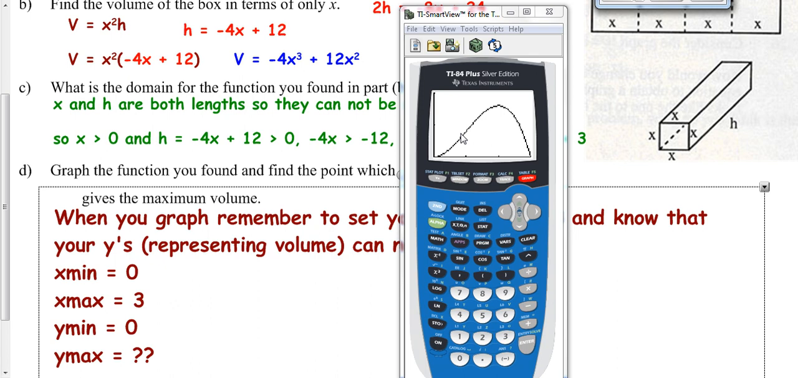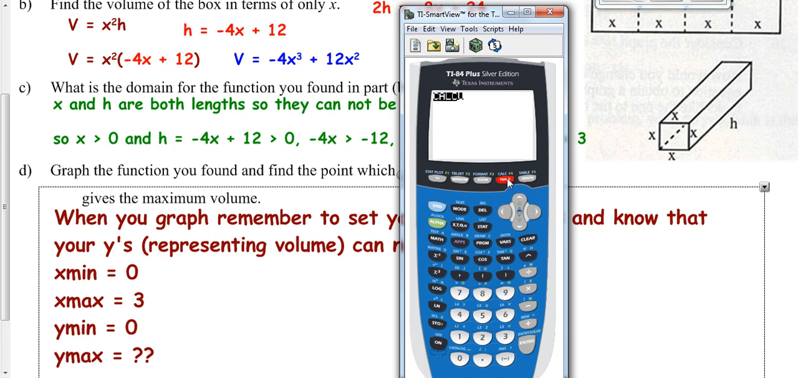So here is an appropriate graph, and we need to go ahead and find our maximum. You could just hit trace and move your cursor along to try to estimate the top. It looks like it's about 2, so the easiest way to do it is to go second trace, and we're going to select number 4, which is maximum. It says left bound. We got to be to the left of where our maximum is. Yeah, we're to the left of where it is because our maximum's over here to the right, so we'll hit enter. Now we got to be to the right of our maximum.